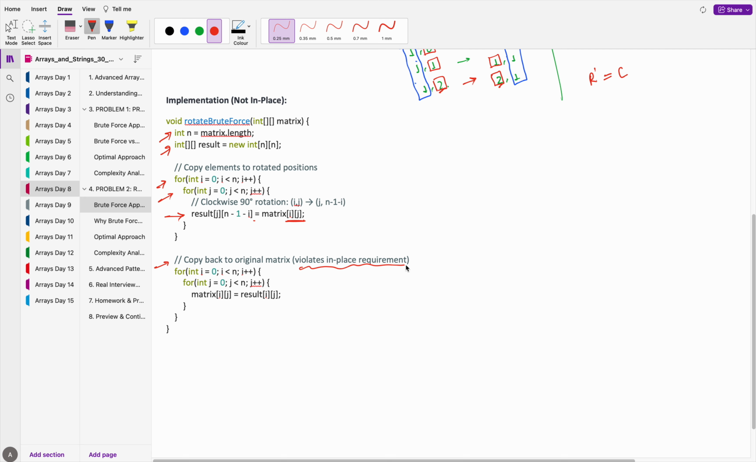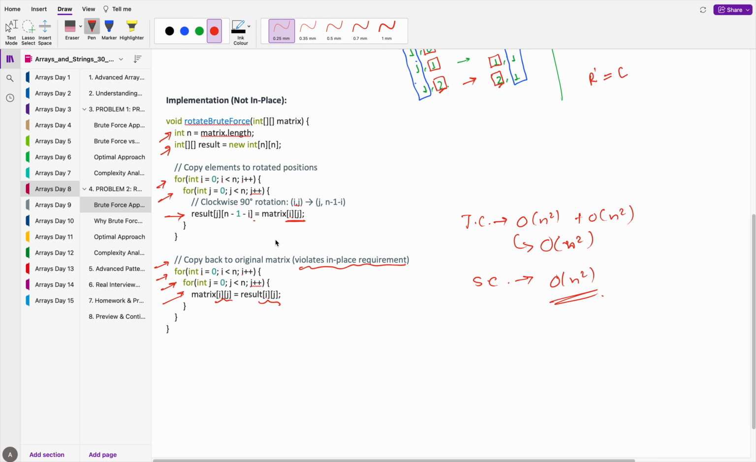And once that is filled, we are copying it back to the original matrix. Though it is violating the in place requirement, but yeah, for the sake of solution, for showing it, I am showing it to you. Okay. Two loops and we are just copying as it is item by item. Time complexity for this would be nothing but big O of n square plus big O of n square, है ना, दोबारा कर रहे हैं, so big O of n square only ultimately. Space complexity, of course we are not doing it in place, so big O of n square as well, because we are using a 2D matrix.